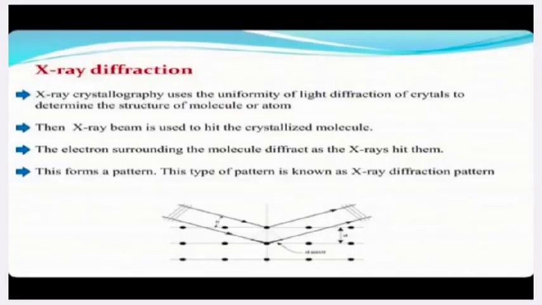X-ray diffraction. It is a type of light diffraction which allows X-ray crystallography to specify molecules or atoms. Here, an X-ray beam is used to hit the crystallized molecules, and then those molecules will diffract the X-rays which hit them and form a pattern, and this type of pattern is known as an X-ray diffraction pattern.